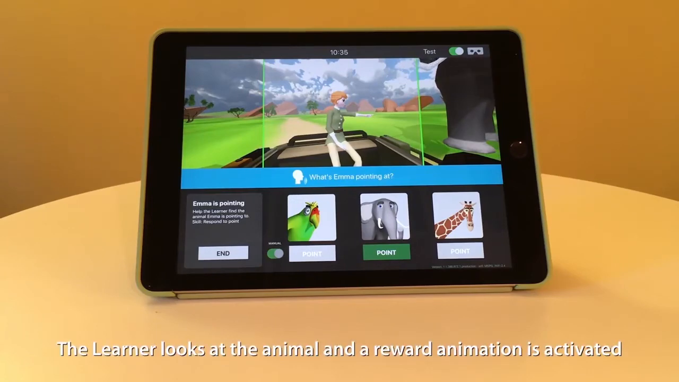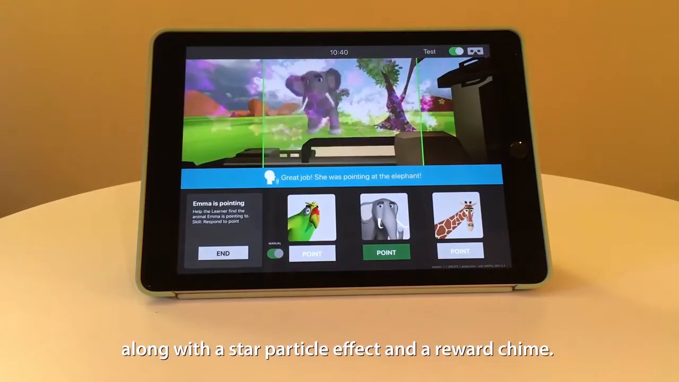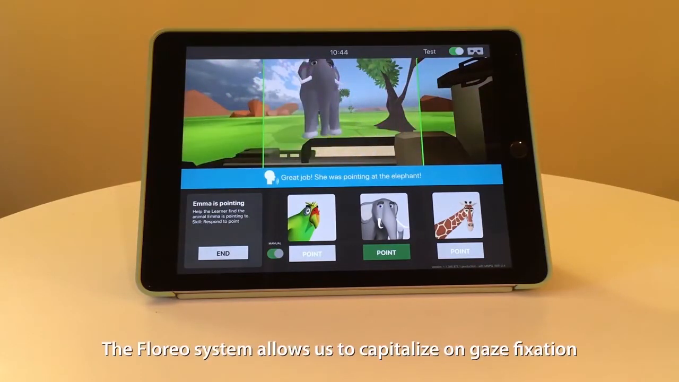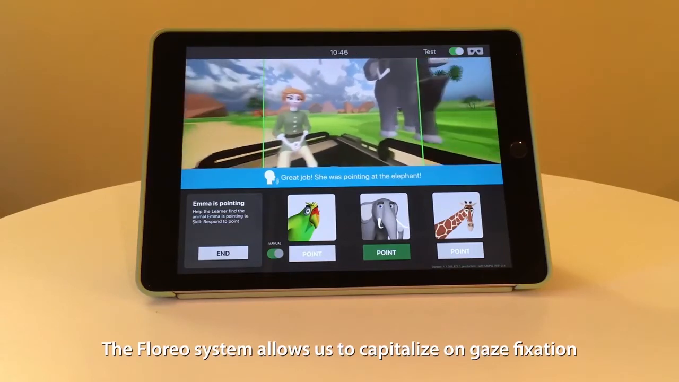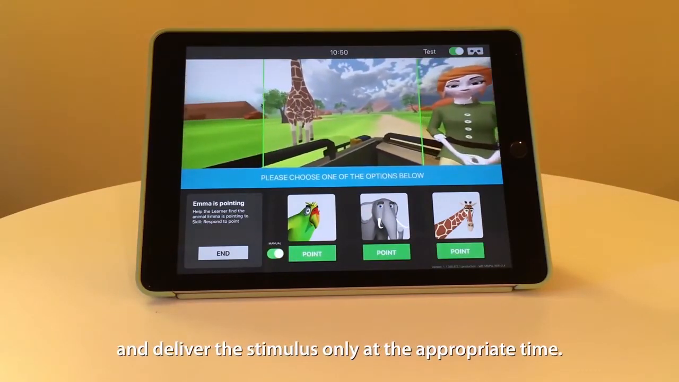The learner looks at the animal and a reward animation is activated along with a star particle effect and a reward chime. The Florio system allows us to capitalize on gaze fixation and deliver the stimulus only at the appropriate time.